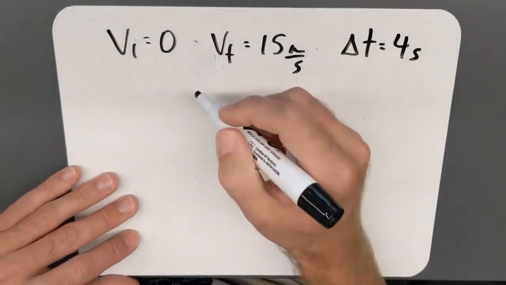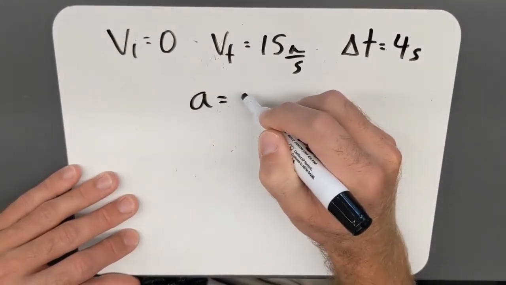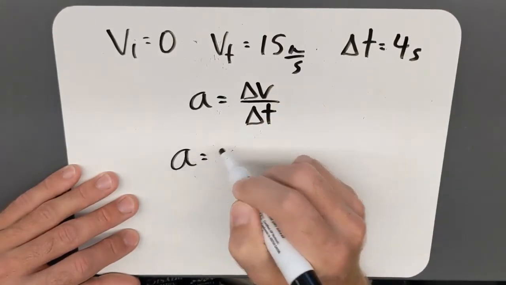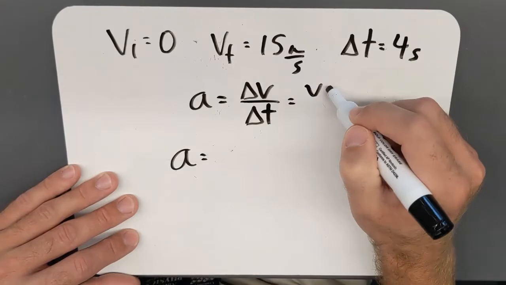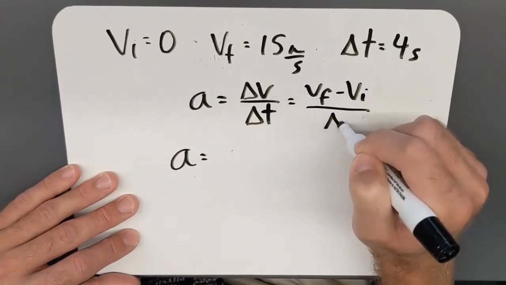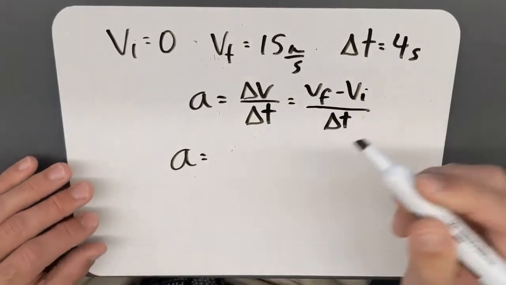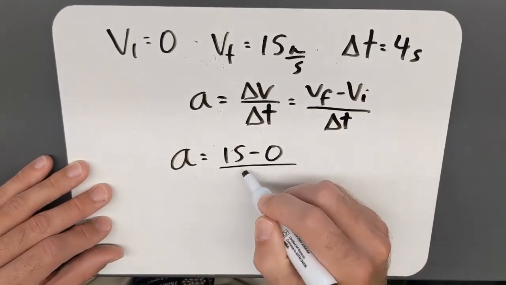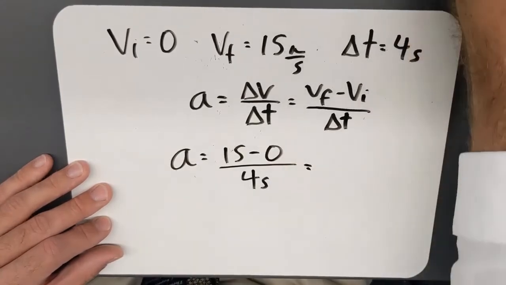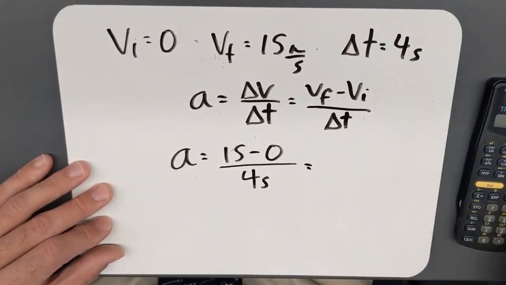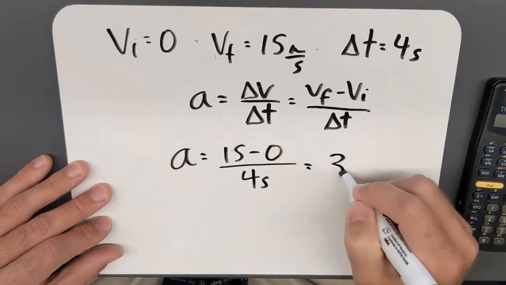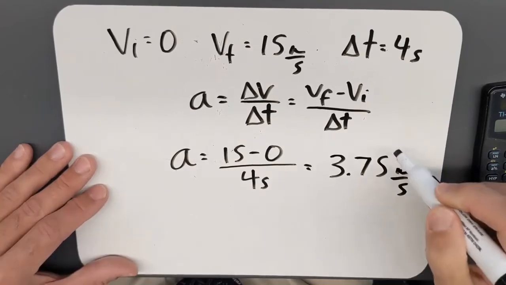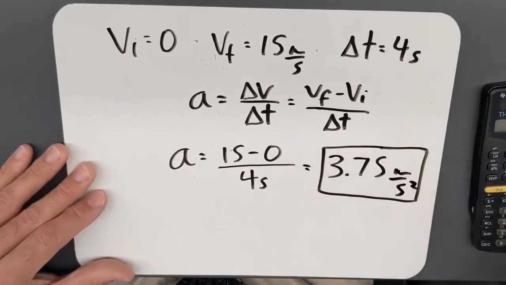First thing I want to know is what's the acceleration. So I go to my physics toolbox: a equals delta v over delta t. Remember, this is final velocity minus initial velocity over time. That's what delta v stands for. My final velocity is 15, my initial velocity is 0, and my time is 4 seconds. It's a little awkward number there. So 15 divided by 4 gives me 3.75 meters per second squared. That's the unit for acceleration.